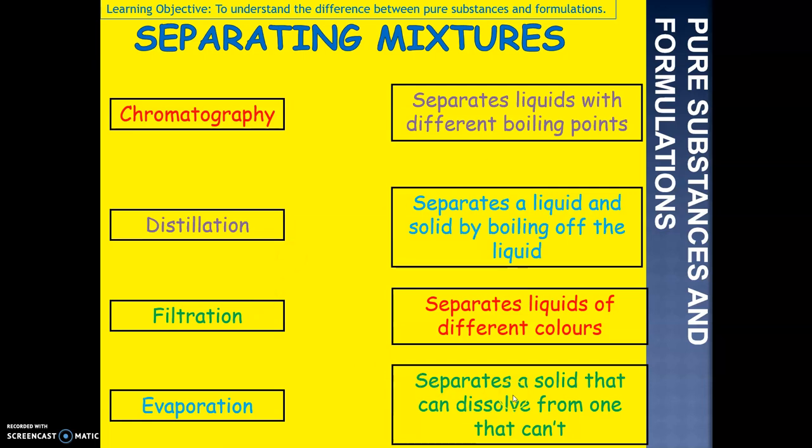Filtration is the example here at the bottom. So it separates a solid that can dissolve from one that can't. So for example, if you want to separate a mixture of salt water and sand, the sand will not pass through because it is not dissolved, but the salt will because it is dissolved, it is soluble. And then the last one, evaporation or crystallization, separates a liquid and a solid by boiling off the liquid, leaving only the solid behind in the evaporating dish. Give yourself a mark out of 4 there, guys, and then we'll move on.